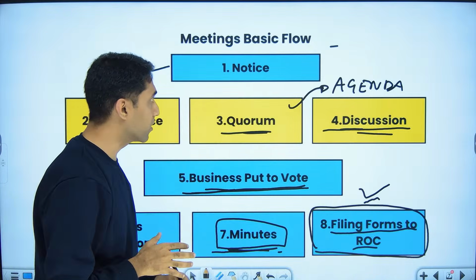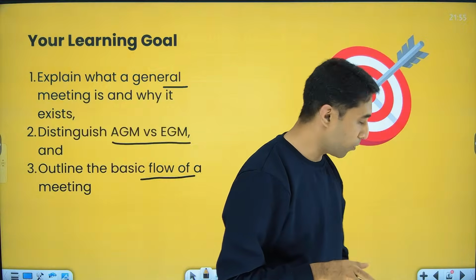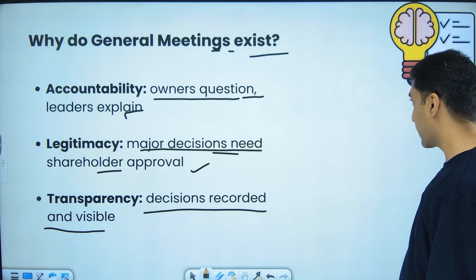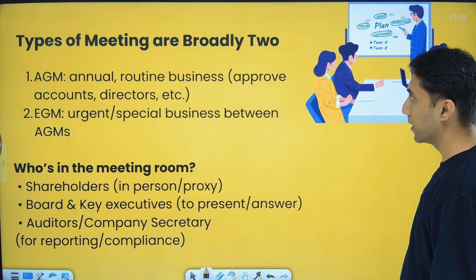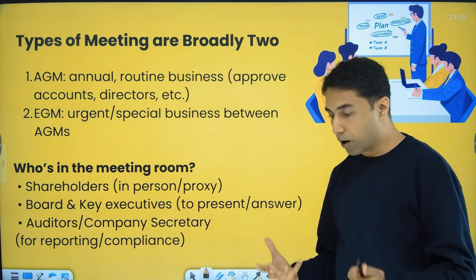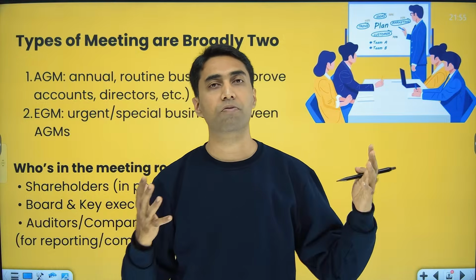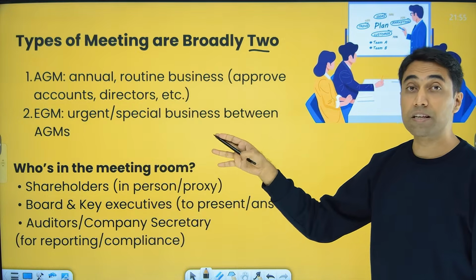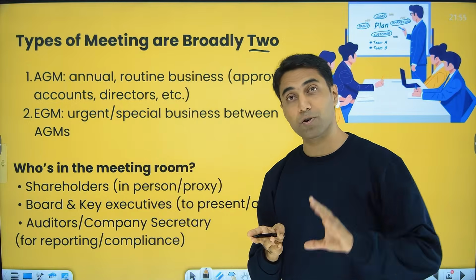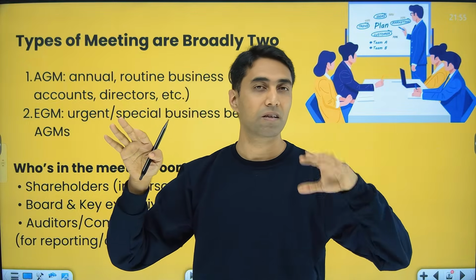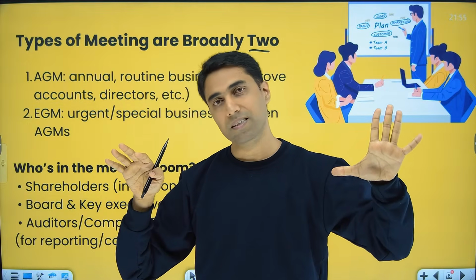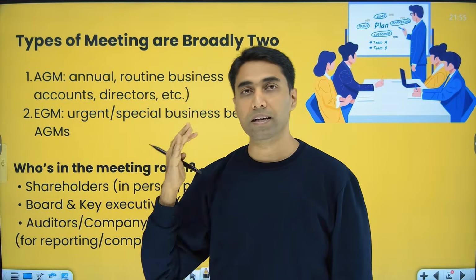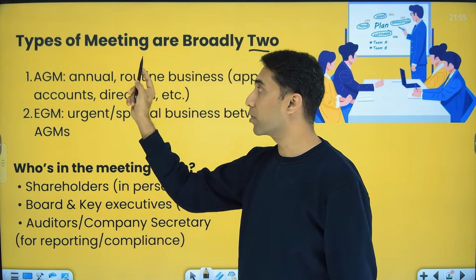This is an introductory thing. So I just go back over here, right? So why do meetings exist? Then what is the basic flow of the meeting? And broadly speaking, we have two types of meetings within general meetings. See, first I told you, you have board of directors and shareholders. Board of directors have board meetings, and we have committee meetings. For shareholders, we have annual general meeting and EGM. So we are talking about the shareholder meeting.